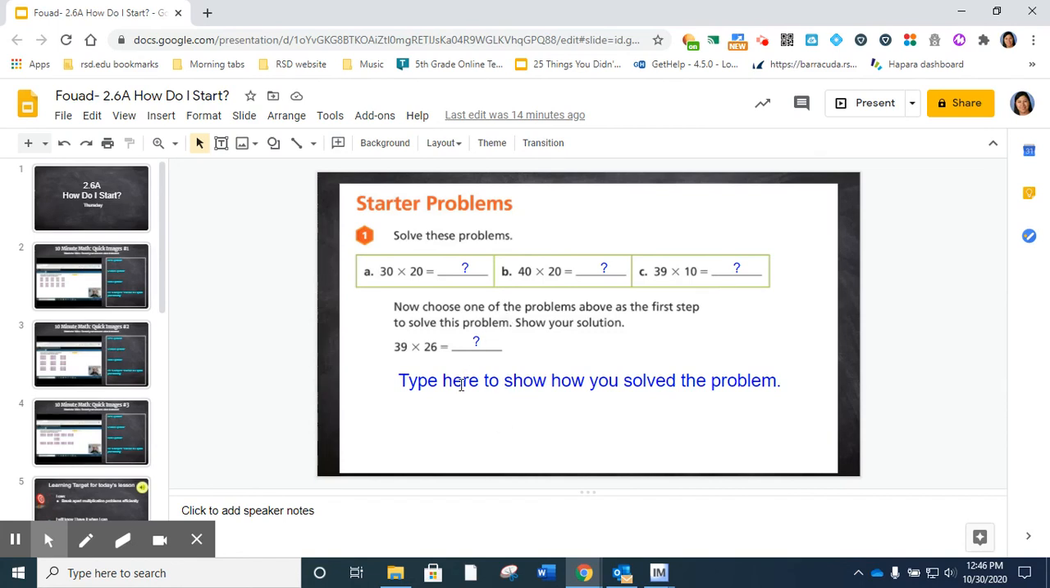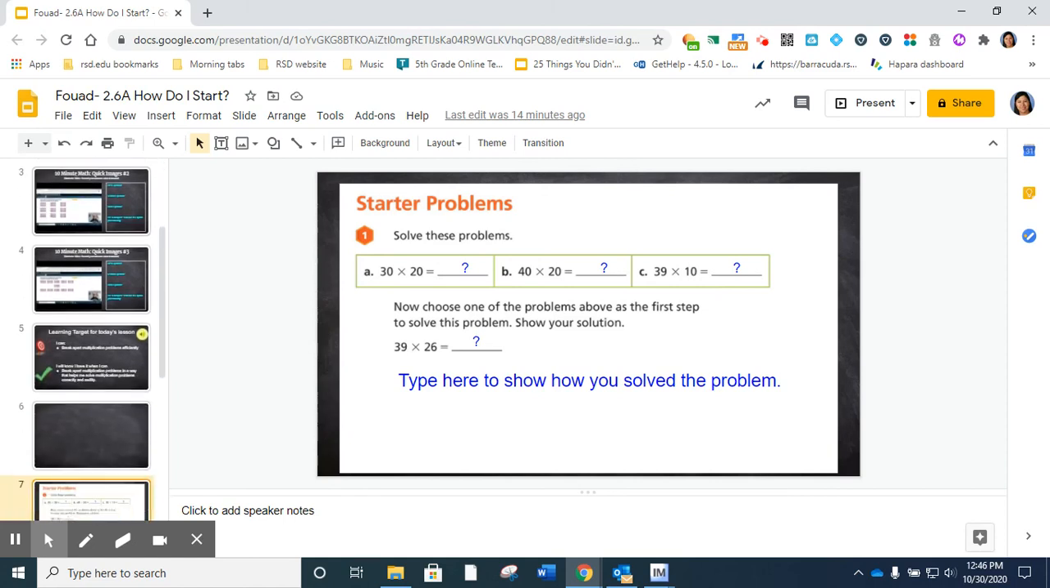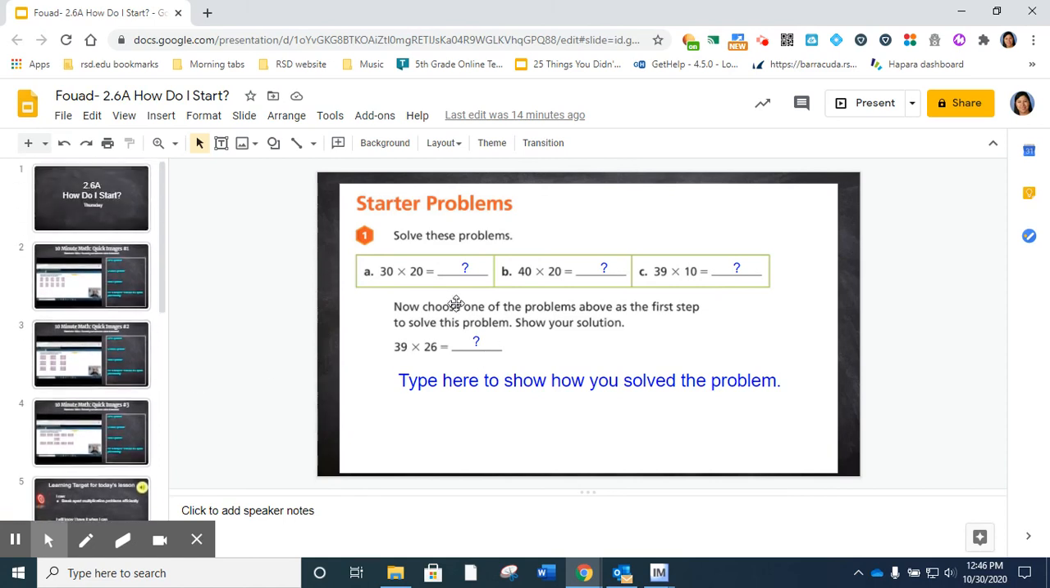That's what we're going to be doing today, 5th graders. You're going to be completing pages 41 and 42 in your workbooks. We're going to be working on them right here in our slides.